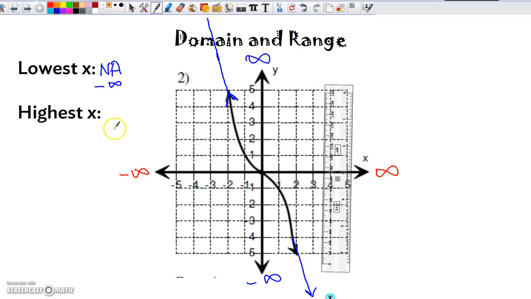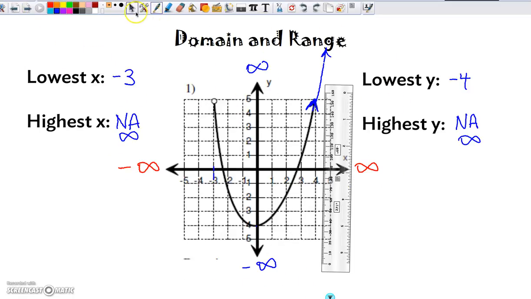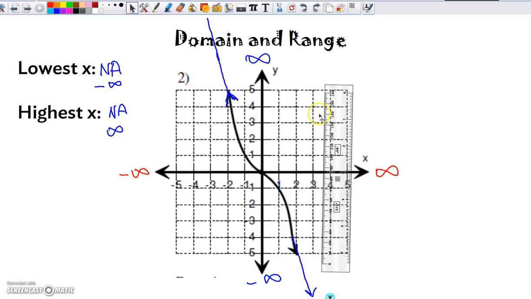I know this is a very difficult concept to comprehend, this infinity and negative infinity, but if you see those arrows, you understand that we're not going to be able to pick an x that would be the highest. So we're going to say NA again, in order to make that infinity. Okay? I'm going to go back for a second to copy my lowest and highest y. I really like that I was able to do that. And right there.